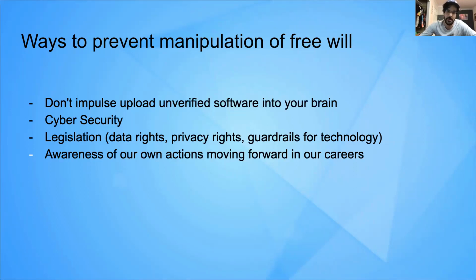And maybe most importantly, it's vital that we start electing officials to office that are forward-thinking on issues of technology. We need someone to represent us in government on the issues of data rights, privacy rights, and just creating general guardrails for technology against things like advanced AI.